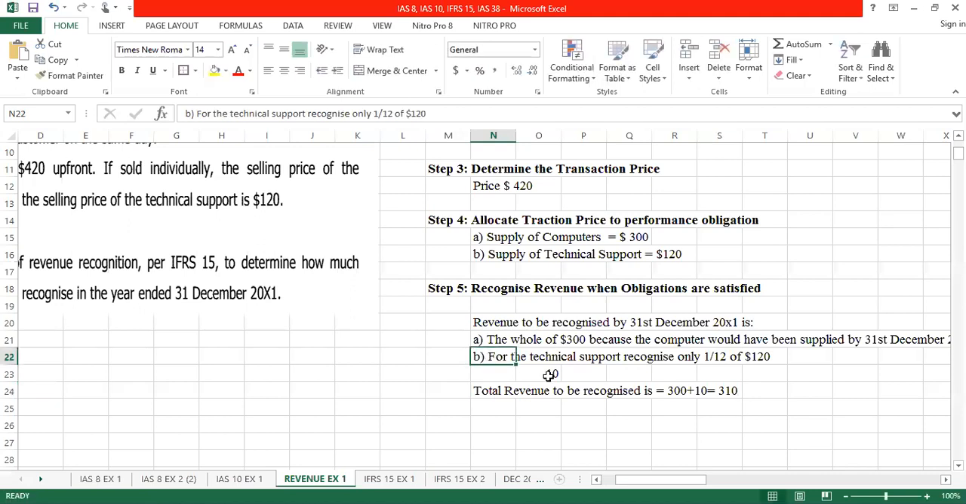I hope everyone has understood what we have done there. So let me remove that from there. I just put it here. So which is equal to 1 divided by 12 times what? 120, which is 10.